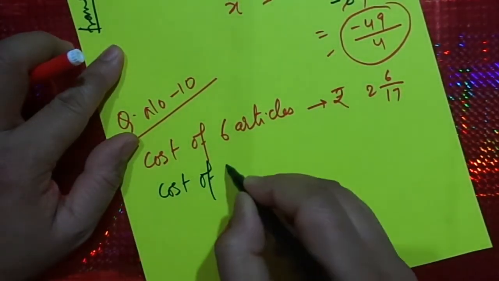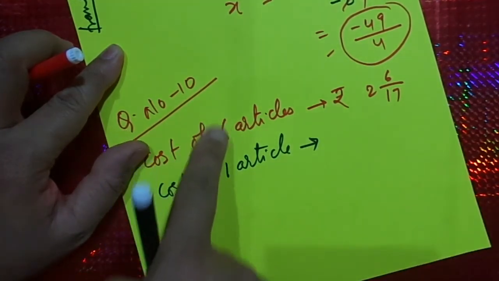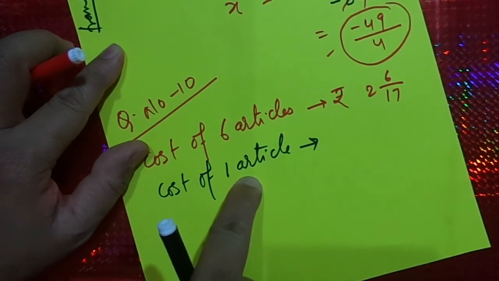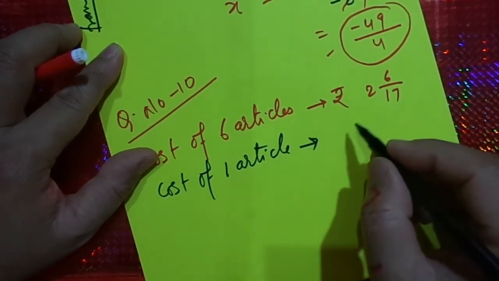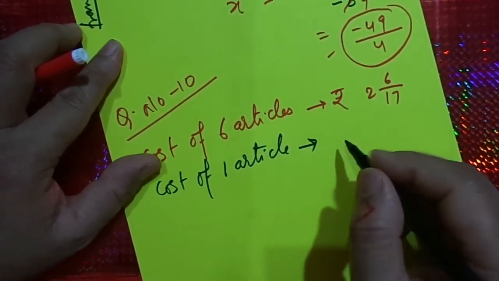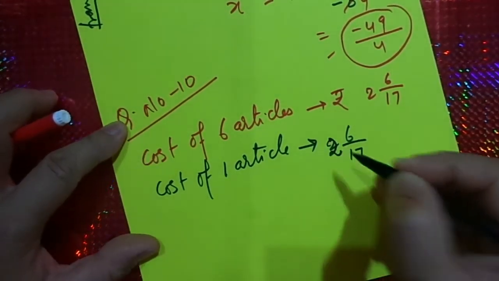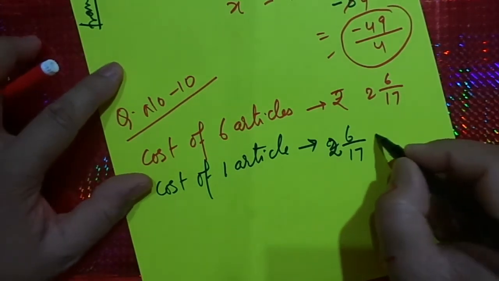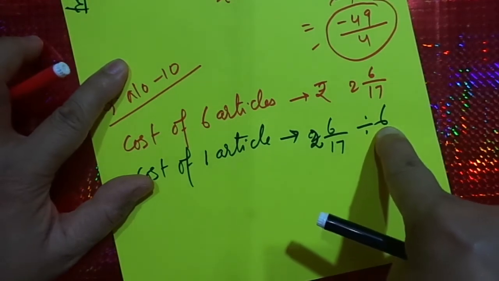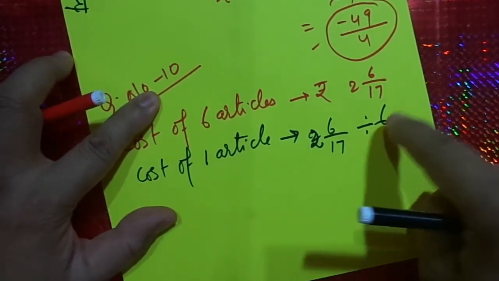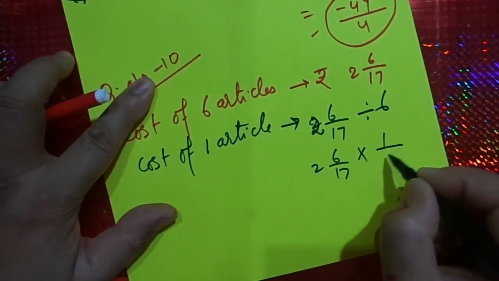Cost of one article. So here what we see is that the cost of one article will naturally be less. Cost of 6 articles is this much, so cost of one article will be 6 times less. This means 26 by 17, it's not 26, it's 2, divided by 6. And as I said, this is the divisor, and this needs to be changed. The 26 by 17 multiplied by 1 by 6.